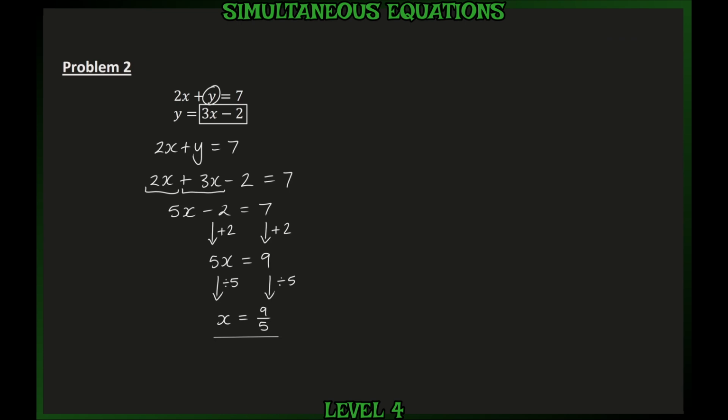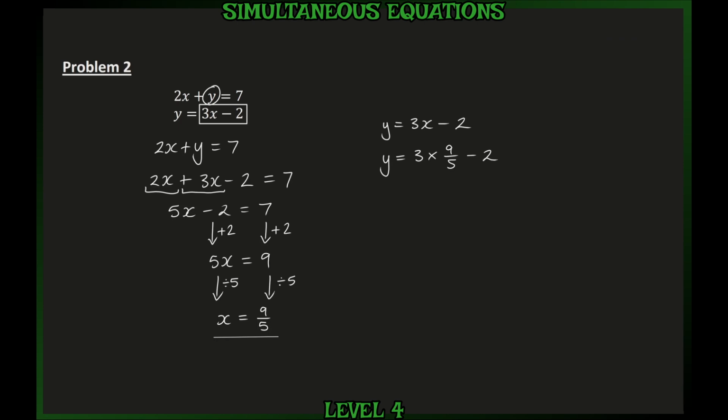We'd now like to find y. And to do this, we can use the second equation because y is already the subject. So y is equal to 3x minus 2. And we're just going to substitute in x as 9 over 5. So this becomes y is equal to 3 multiplied by 9 over 5 minus 2.